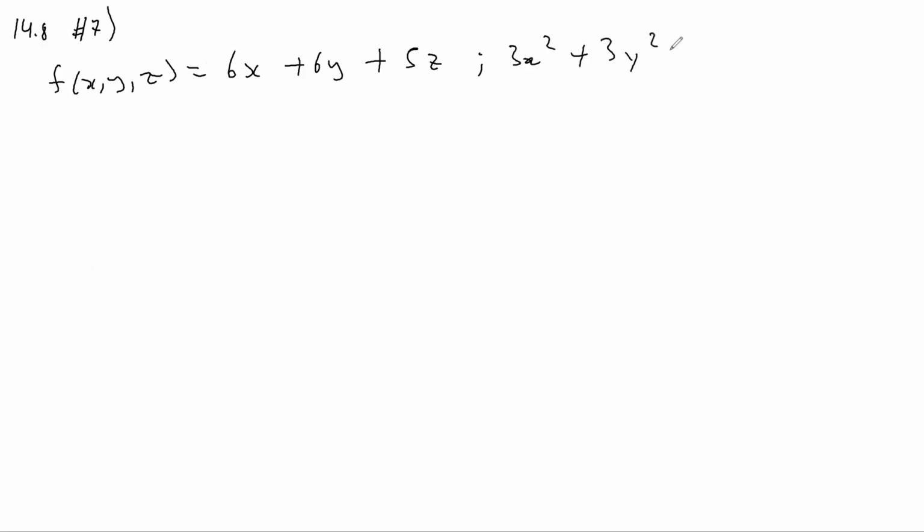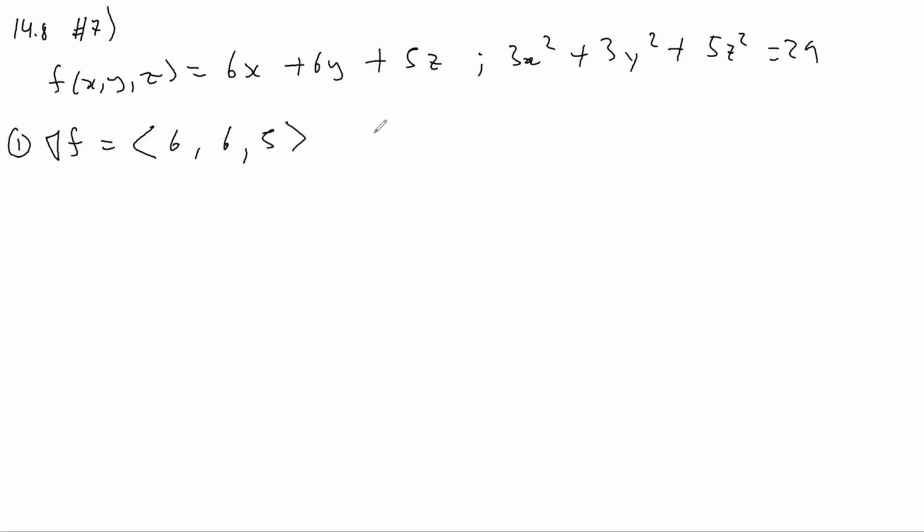So 14.8, number 7. We have f(x, y, z) equal to 6x plus 6y plus 5z, and then we have the constraint 3x squared plus 3y squared plus 5z squared, which is equal to 29. Again, the first step is to find the gradient vector of f. So the gradient vector of f is going to be (6, 6, 5).